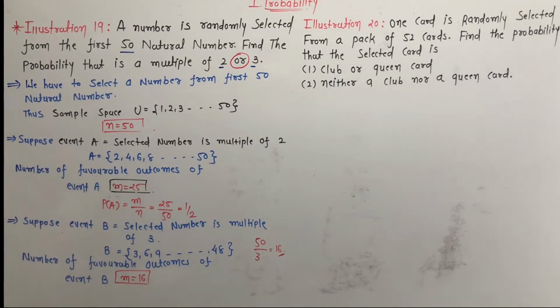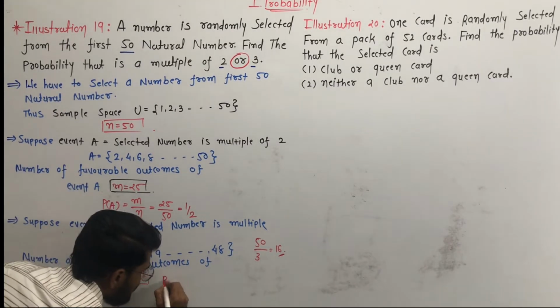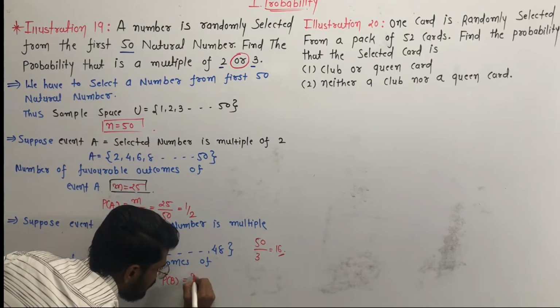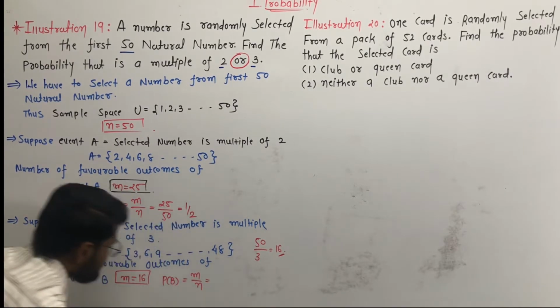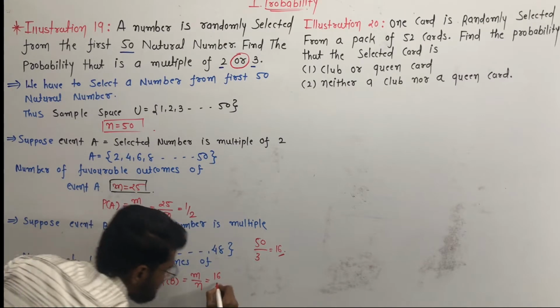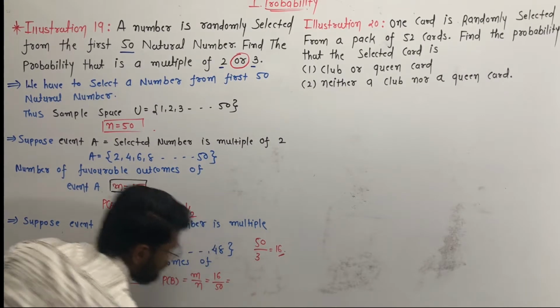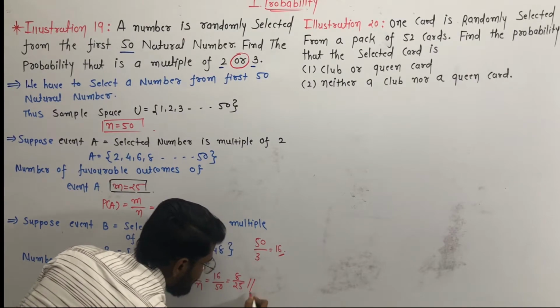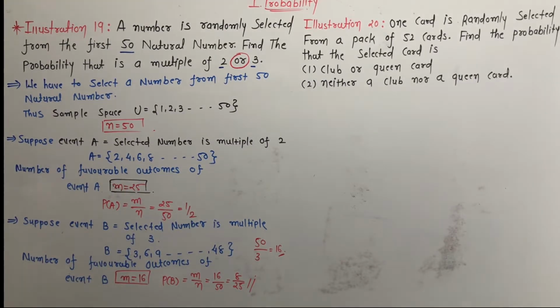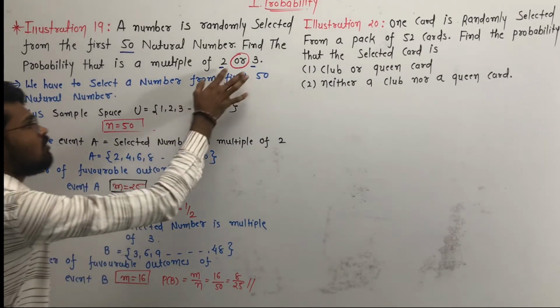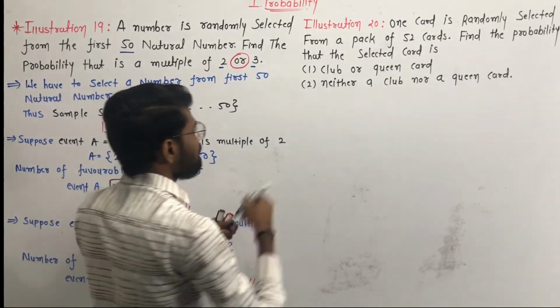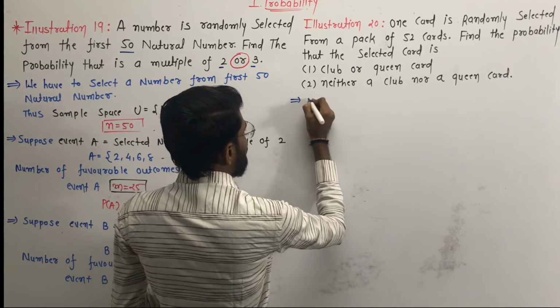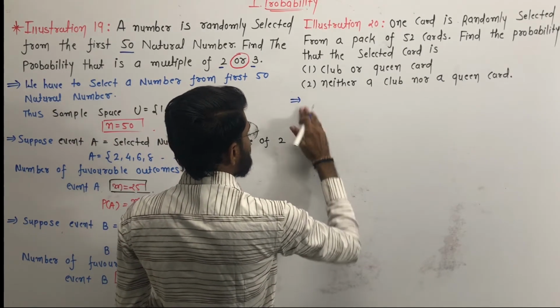Now we have to find the probability of event B. P of B is equal to M by N, where M is equal to 16 and N is equal to 50, so it is equal to 8 upon 25. Clear? This is the probability of event B. But we have to select a number which is a multiple of 2 or 3.